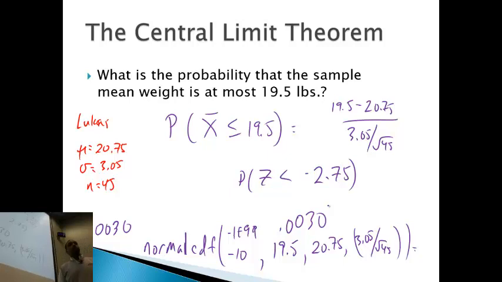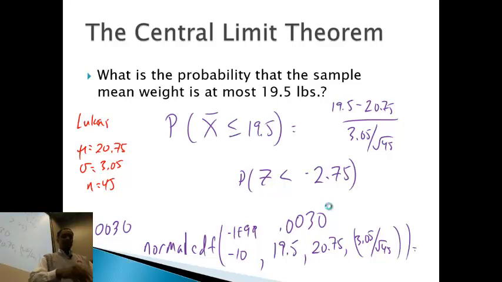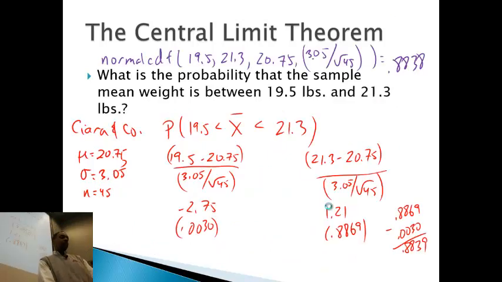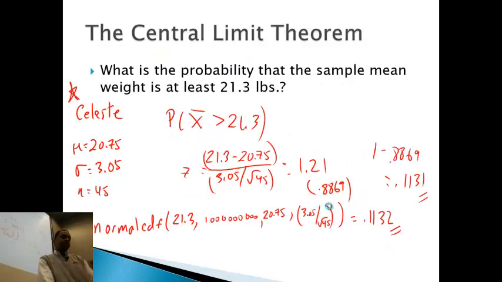All right, so again, you should be deciding which camp you're in. If you're in the Table A camp or the TI-83 camp. And look what happens here, how convenient. I'm almost done with this. So, part C, the answer was 0.0030. Part B, the answer was 0.8838. Part A, the answer was 0.1132. What happens if you add up all those?